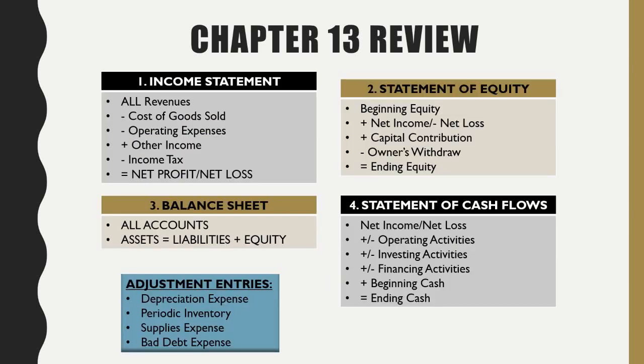Here's a little overview of each statement. Okay, so the first one that comes is your income statement, right? And those are the necessary steps that you need to take, right? Then you're going to complete your statement of cash flows. Number 3 is your balance sheet. And then number 4 is going to be your statement of cash flows. And here are a few ideas of what adjusting entries look like. Okay.